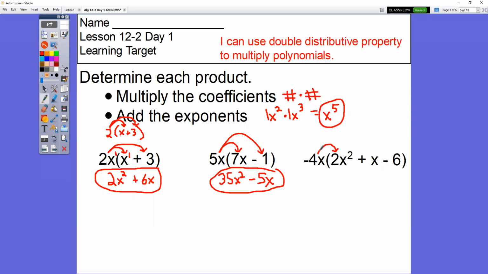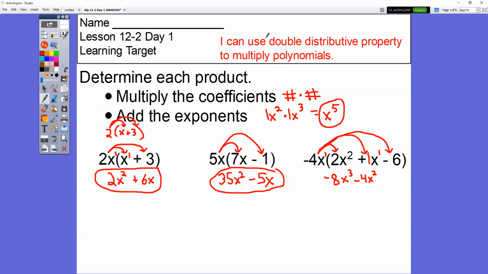-4, this time we're multiplying a monomial times a trinomial. So instead of distributing twice, we're distributing 3 times. -4x times 2x cubed. -4 times 2 is -8. We're going to add our exponents. 1 plus 2 gives us 3. -4x times x. Now remember, this is really a 1x. So -4 times 1 is -4. X times x, we have to add our exponents. So 1 plus 1 is 2.